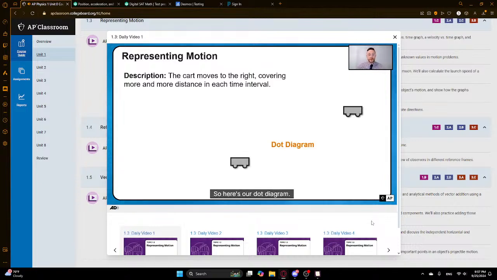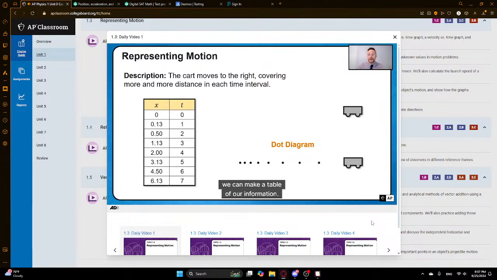So here's our dot diagram. And we can see in those equal time intervals, the car is traveling more and more and more distance each time. Now, we can use a ruler, and knowing that that dot is happening each second, we can make a table of our information. And with our table, we can see really specifically where the car is each second.